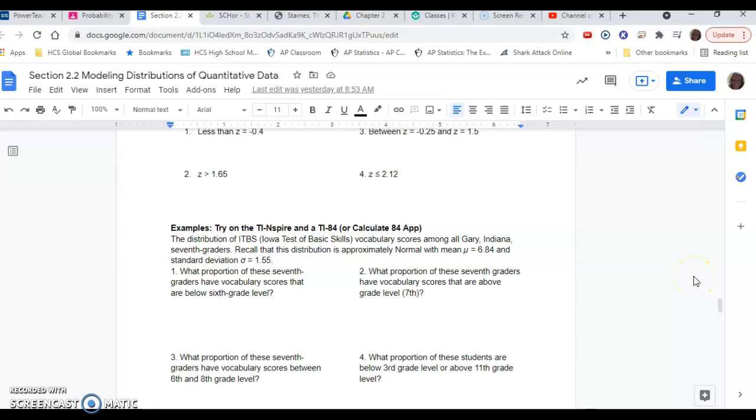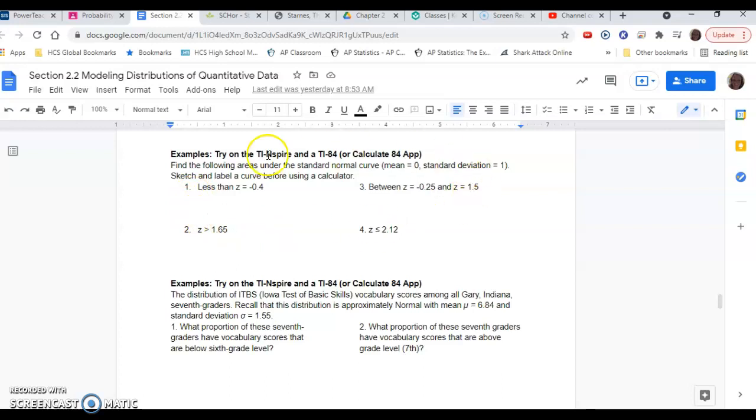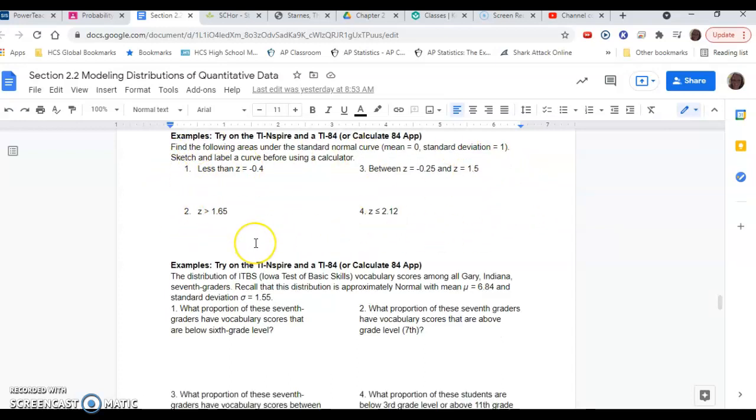Hi, this is part 2 of my video on the notes for today, the second part of 2.2. So I'm going back to the guided notes. In the first video, I finished by doing some examples of finding areas under the standard normal curve.